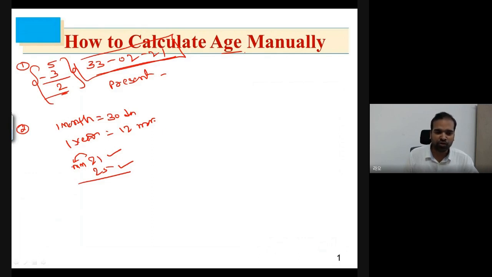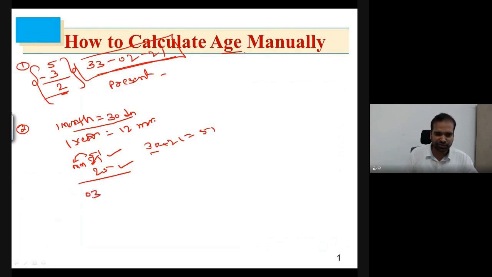When you borrow from the month, that means 1 month equals 30 days. So here 30 days plus what is the value here? 21. So your new value will be 51 here. I hope you understood. When you borrow from months, 1 month will be equal to 30 days. The 30 days plus 21 days, you need to add it here.